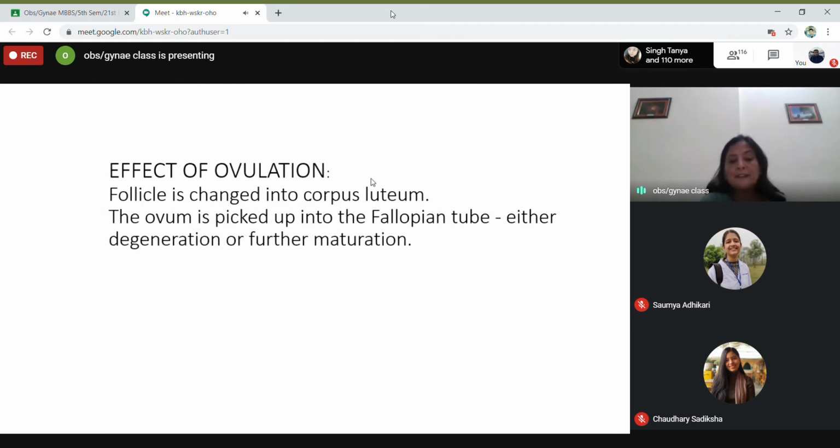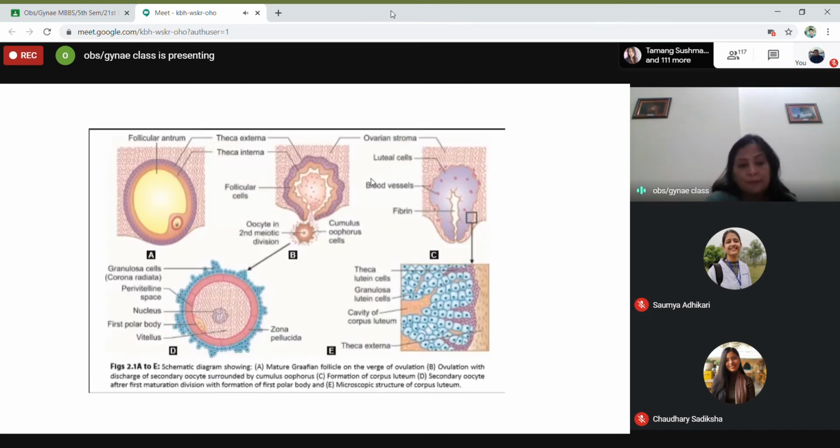So what are the effects of ovulation? By ovulation, the follicle is changed into corpus luteum. After ovulation, these Graafian follicles change into corpus luteum. And the ovum which is ovulated is picked up by the fallopian tube, and this may either degenerate or further maturation occurs. So this is the figure.